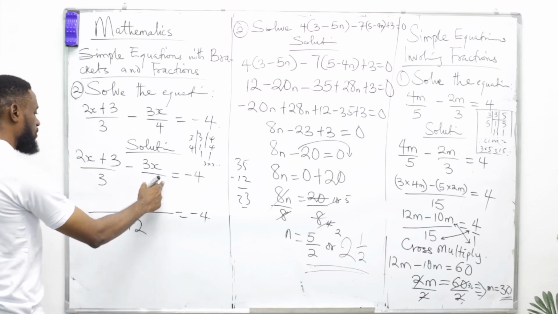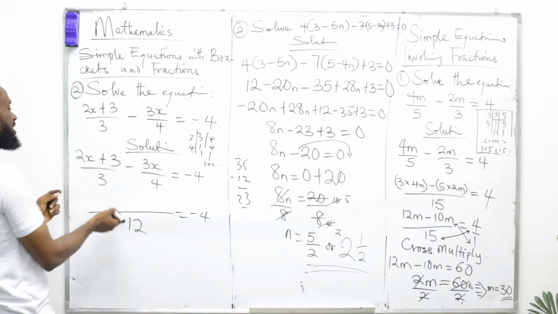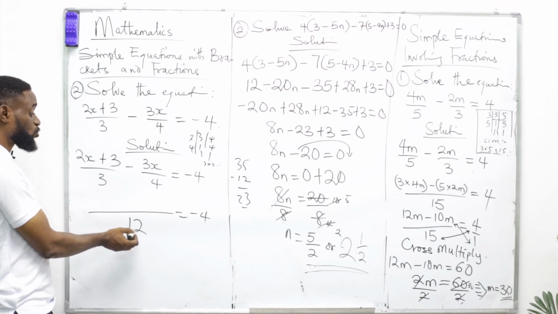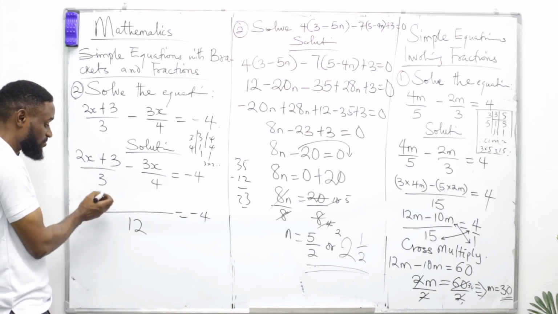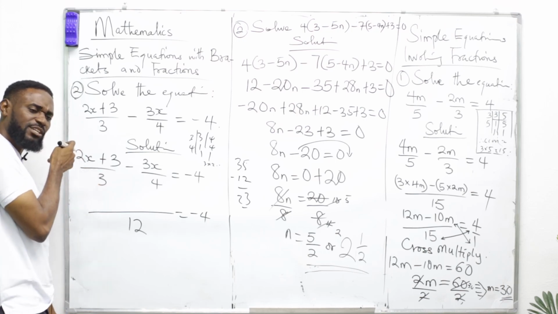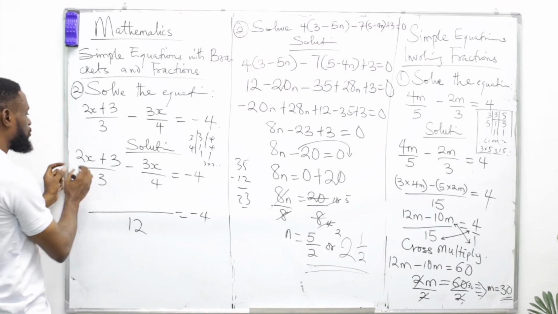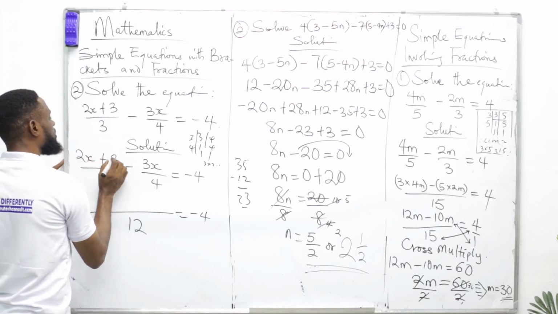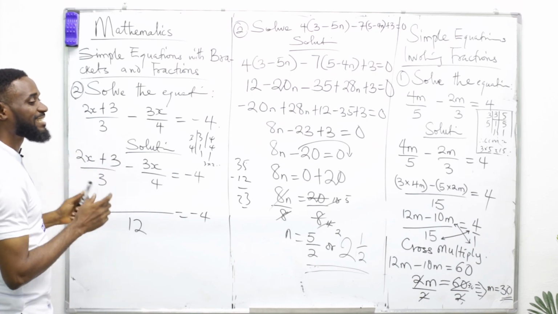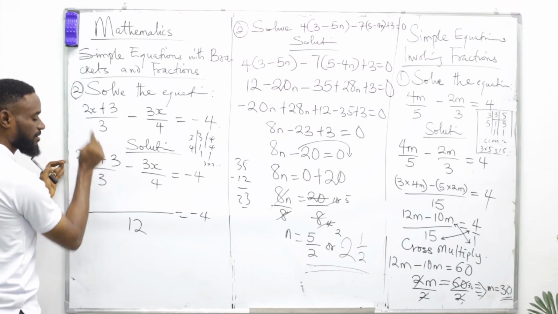Someone will say we must always start from here, but you can start from any point. So let's start from here. 12 will be divided by the denominator of the first fraction. So 12 divided by 3 will give us 4. So 4 will multiply the numerator. Remember, the numerator of this fraction is 2x plus 3.